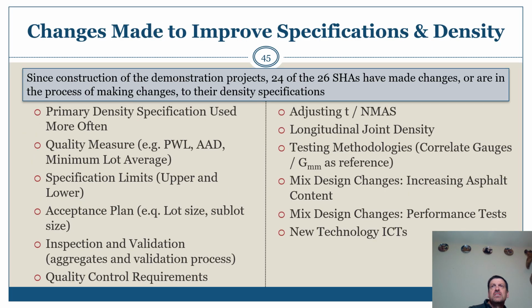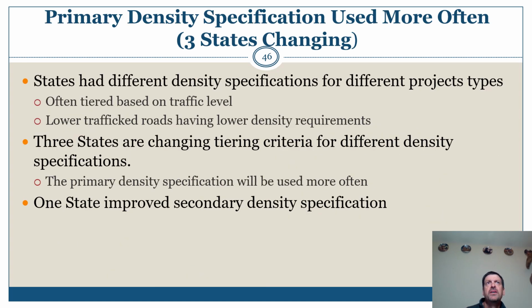Now, 24 or 26 states made changes, or are in the process of making changes, to their specifications, and I won't go through all of them here because I'll run through them in groups. So 3 states made changes to their primary density specifications.